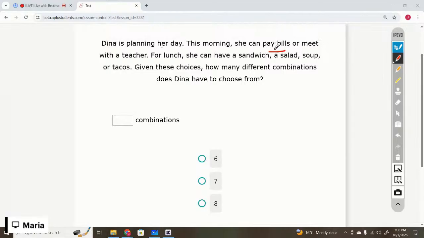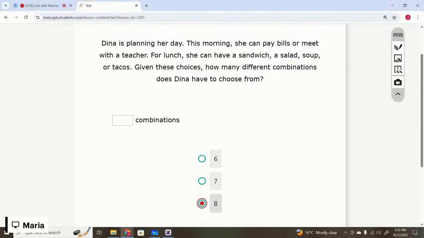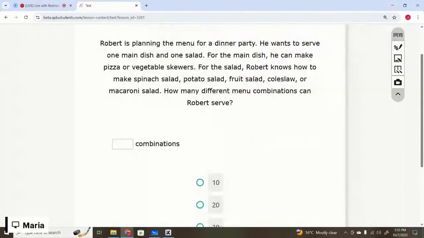So she has two options here, pay bills or meet with the teacher for lunch. She can have sandwich, salad, soup and tacos. Four options she has here. So you need to calculate 2 times 4, that is 8. So that means she can make a total of 8 combinations. The correct option is 8.